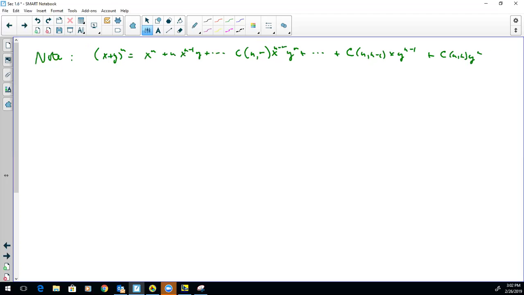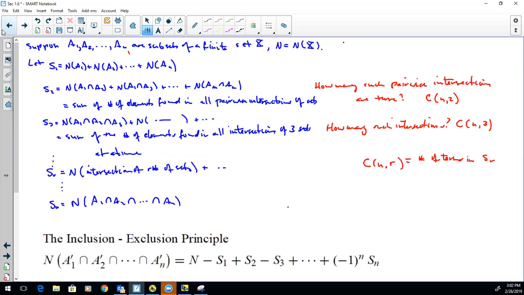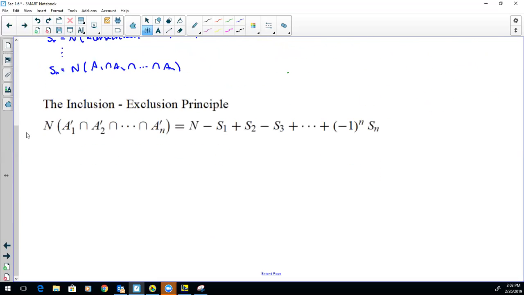Okay. All right. So I'm going to use that at some point here, that when you're talking about adding up a bunch of these C sub R's, these are the binomial coefficients. The expansion of x plus y to the n, the typical coefficient there is C of n choose R, or n choose R. Okay. So let's go back to our proof here.